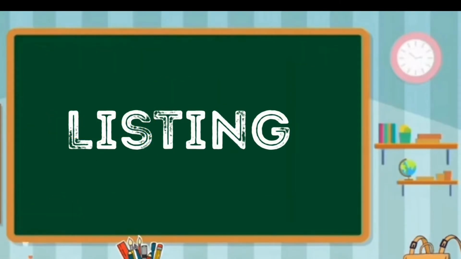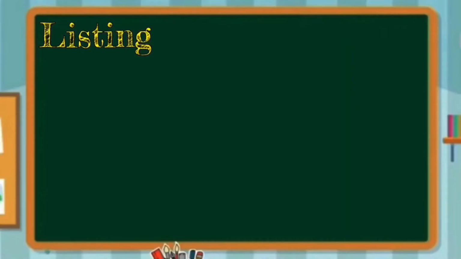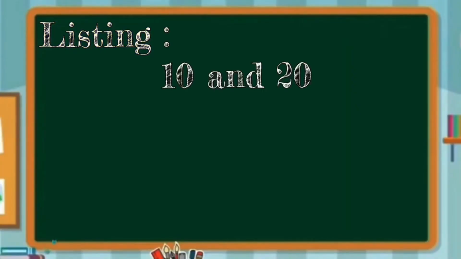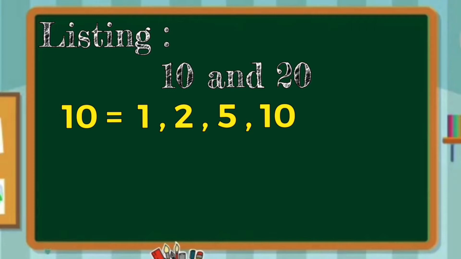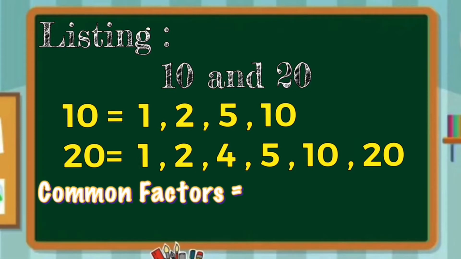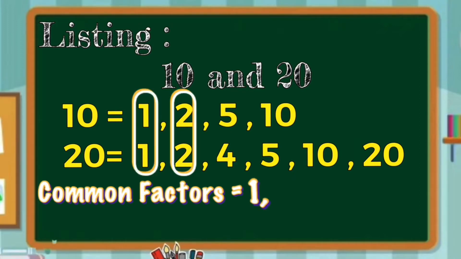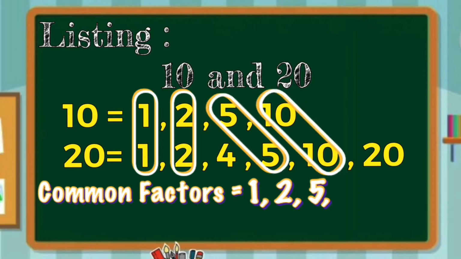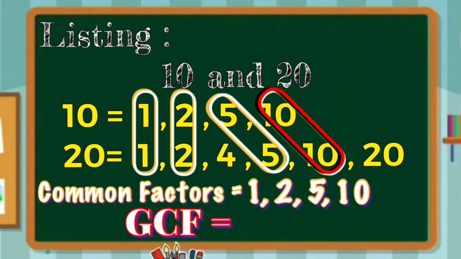In listing, what we're going to do is to list all the factors of a given number. For example, we have here 10 and 20. In 10, we're going to get first the factors of 10, which are 1, 2, 5, and 10. Next is 20. The factors of 20 are 1, 2, 4, 5, 10, and 20. Now, what we're going to do next is to find the common factors of the two numbers. We have 1, 2, 5, and 10. We're going to get the greatest of it, so the greatest number is 10, so our GCF is 10.